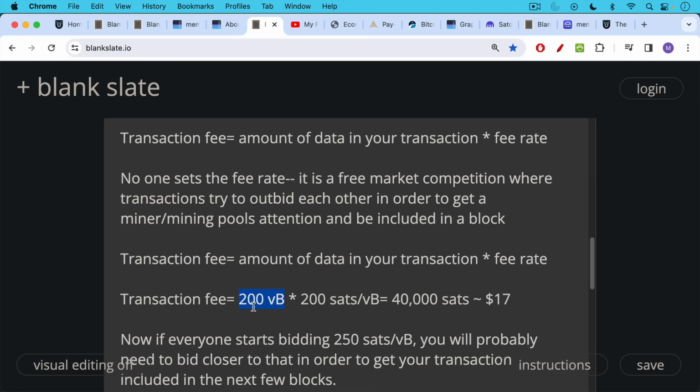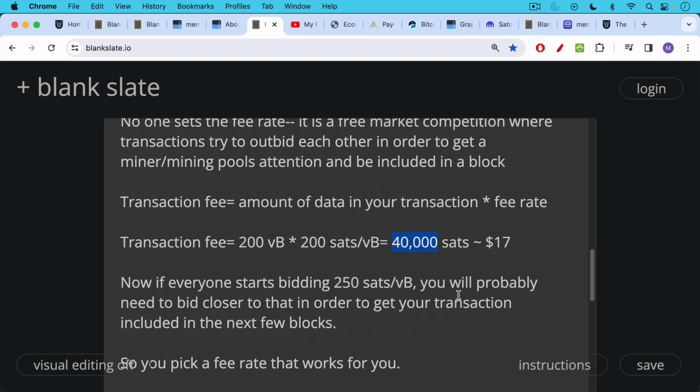You would just multiply these 200 vbytes times 200 sats per vbyte. That gives you 40,000 sats, which at current prices is approximately $17 worth of Bitcoin. Now, if everyone starts bidding 250 sats per vbyte instead of 200 sats per vbyte, you'll probably need to bid closer to that in order to get your transaction included in the next few blocks.